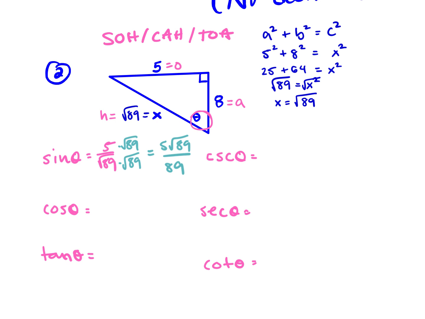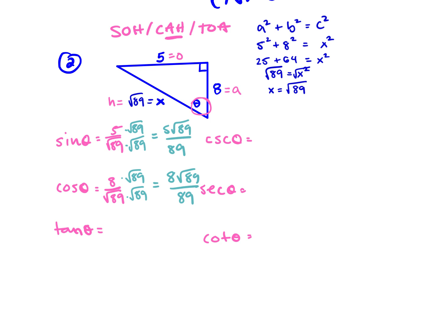Next, let's find cosine. Cosine is adjacent over hypotenuse. What's our adjacent over hypotenuse? 8 over, what's our hypotenuse? 8 over square root 89. Again, here we got to rationalize, so we're going to multiply the top and the bottom by square root 89 because we can't leave a square root in our denominator. So 8 square root 89 over 89.